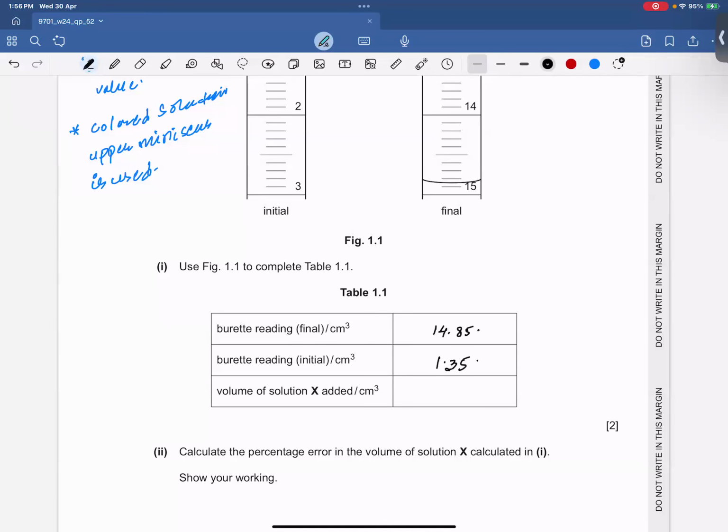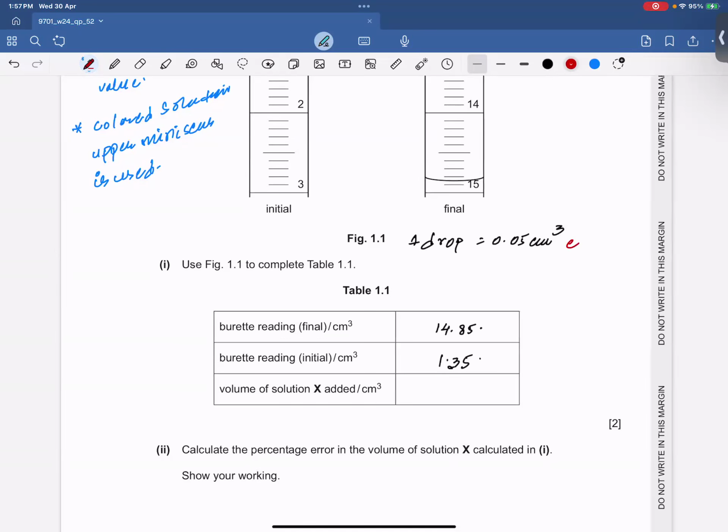Well, I have told you in class that in a burette one drop is always equal to 0.05 cm3, and that is the error in a single reading also. Okay, you can say that it's the least count of the burette. Error in a single reading is also called least count.